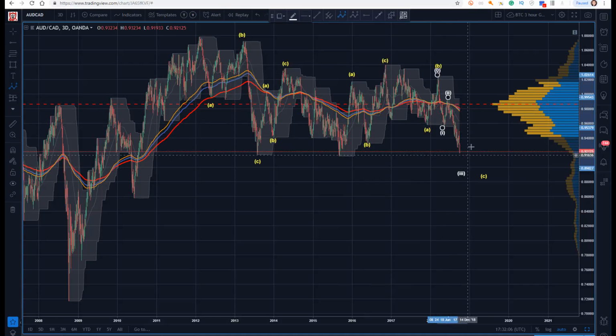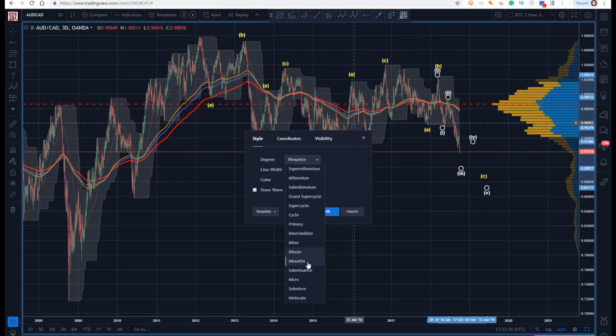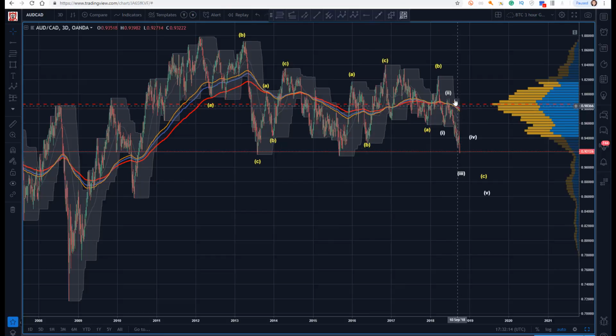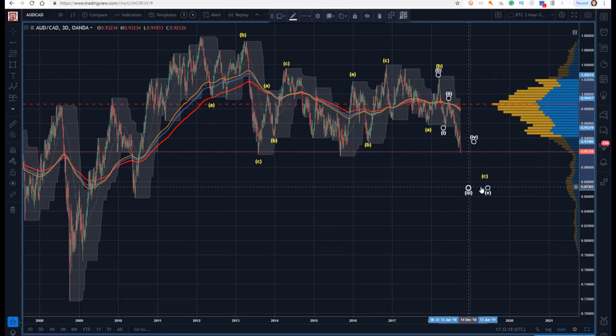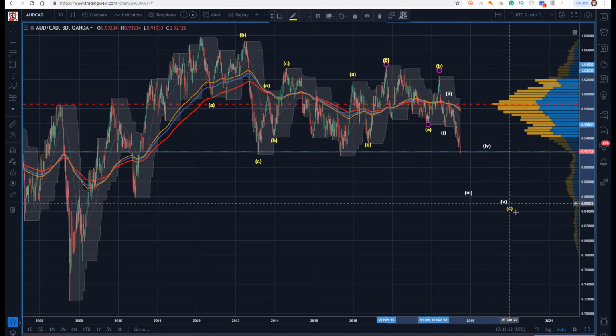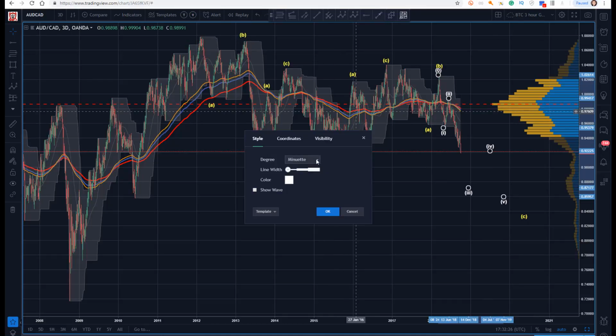So maybe there's a 3 down here. We don't know where that would end. Let me get that down to a lower degree. We can go sub-micro there. Okay, so possibly now that's a 1, 2. We'd be looking for the 3 down here, 4, 5. That's just a guess. Again, I'm trying to get this degree down. Let's go to sub-micro.